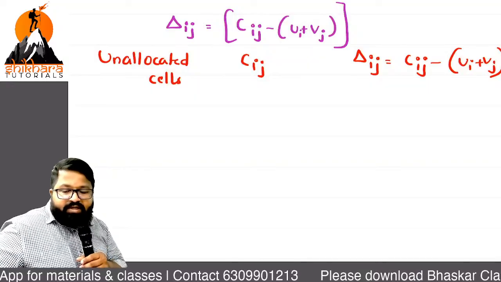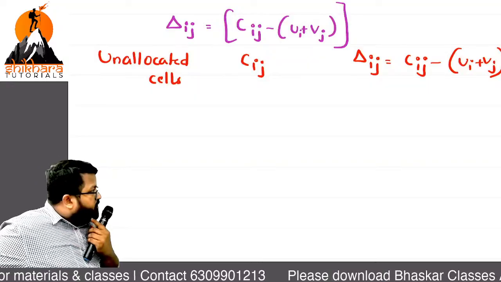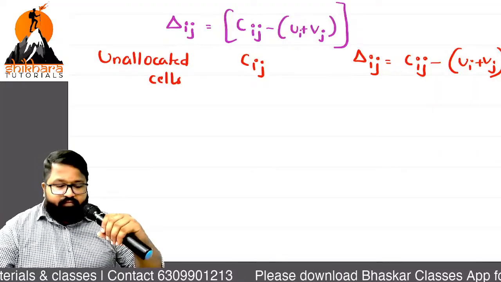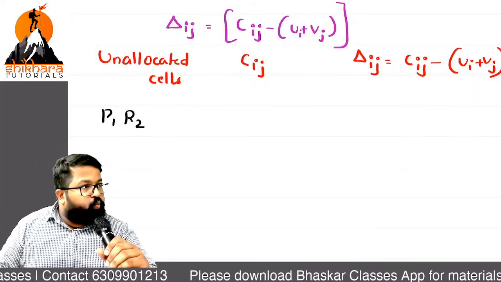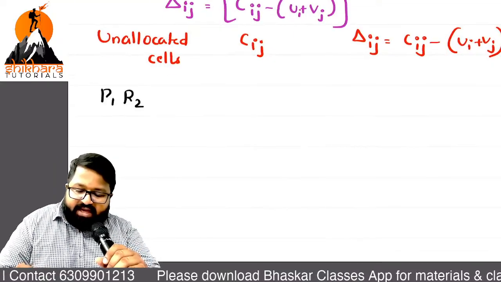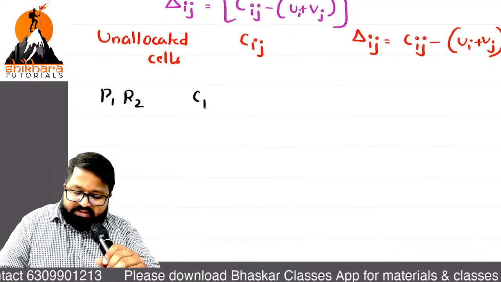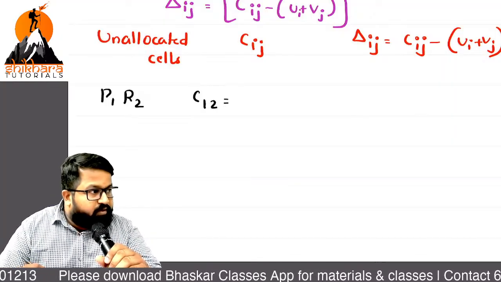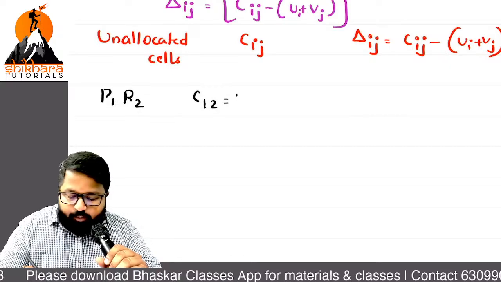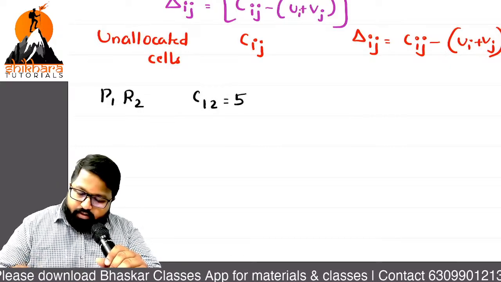Sir, what is the first unallocated cell? P1 R2. Okay, what is the Cij form? Just C12. What is the value there? C12 value 5.